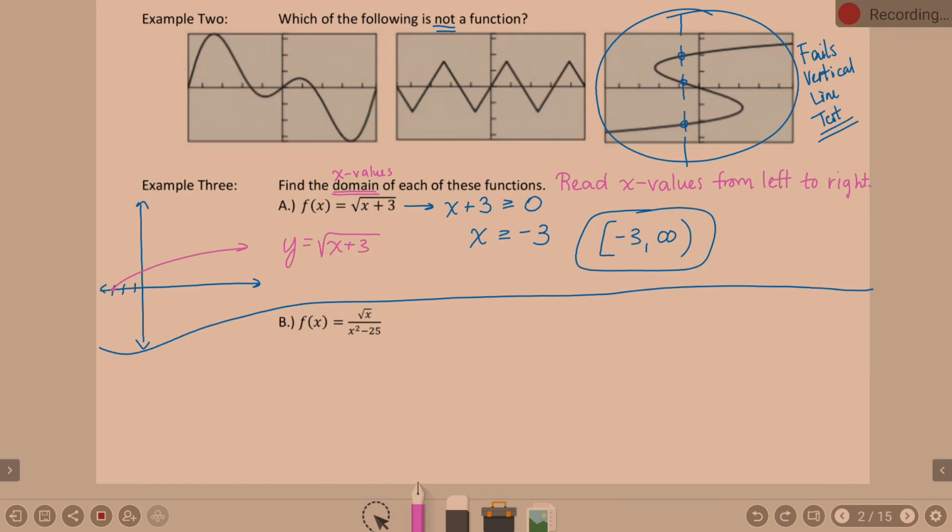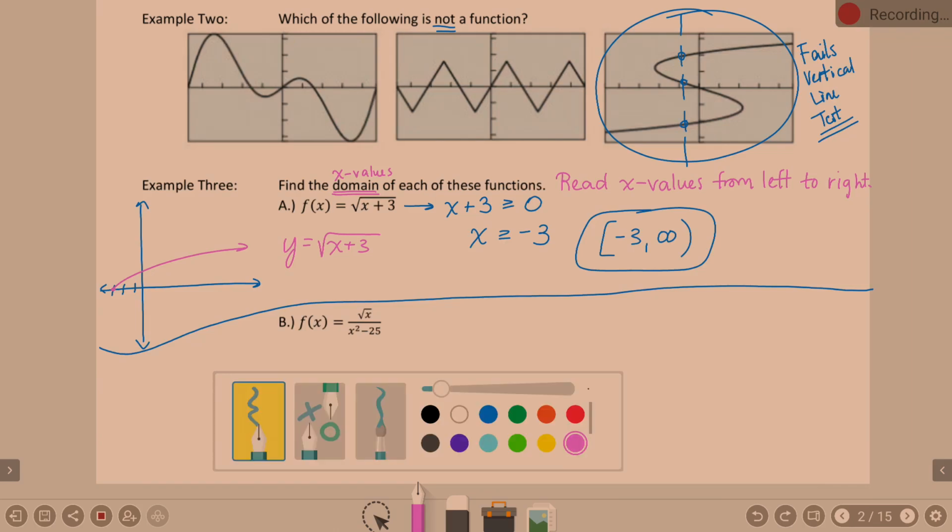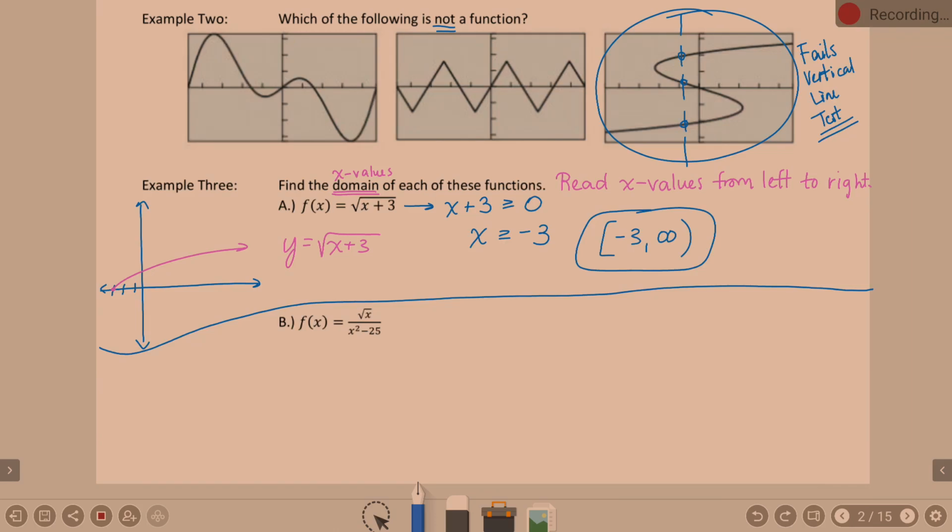Before we look at the graph, I want to talk about the equation. What are some pieces you see in the equation that we should talk about here? Well, square root x, you can just say x is greater than or equal to 0.